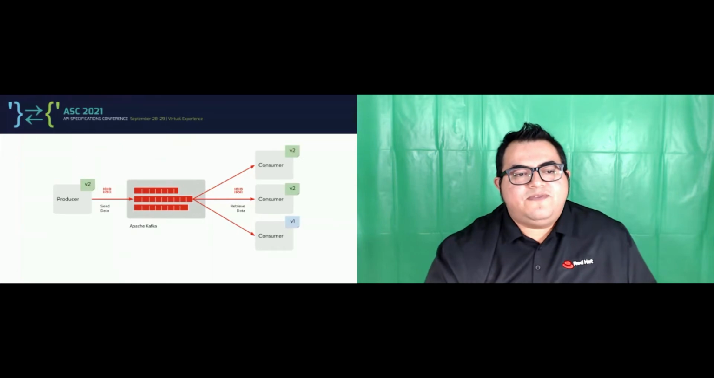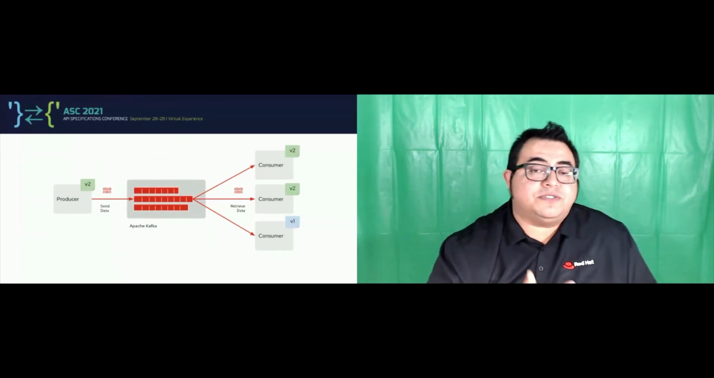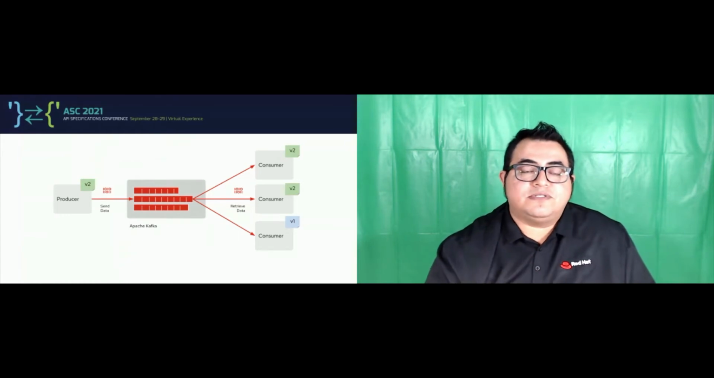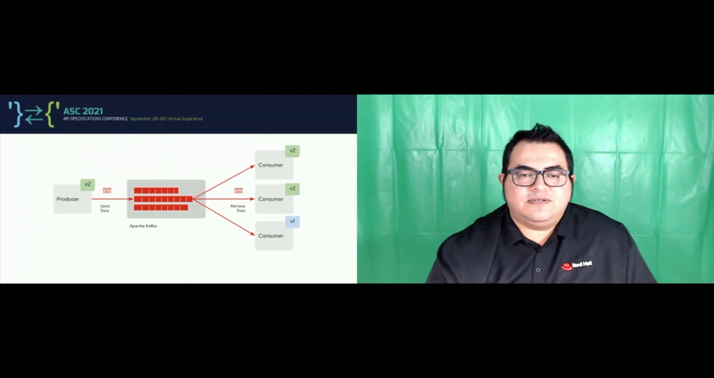So if you have suddenly an update on the version and you have now version 2 available in your system, and your producer is sending information with this new structure, there might be some time where your consumers are able to get the new schema.